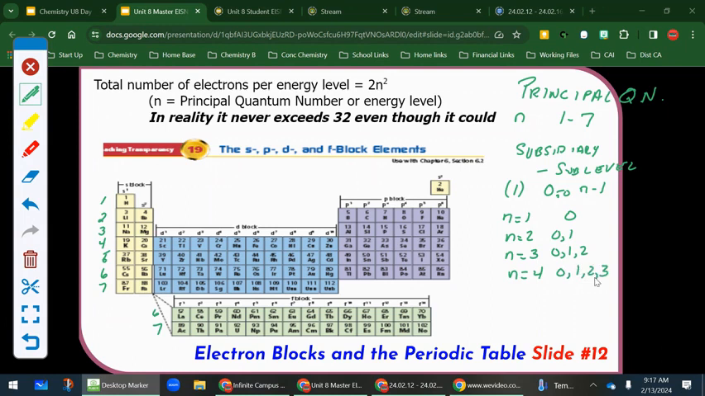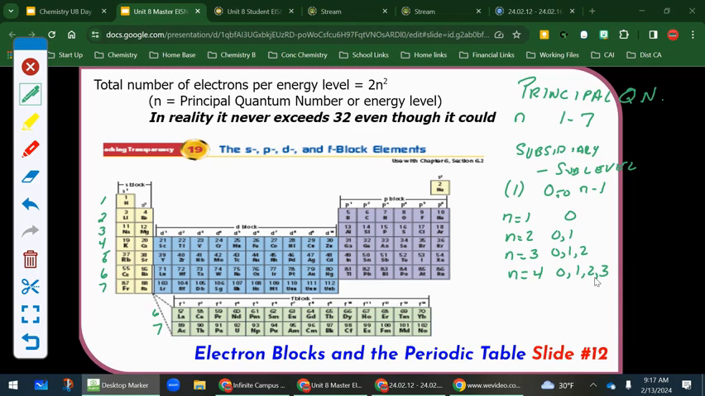So what this means is if we kept going, we would get to 5, 6, and 7 energy levels. We would have 0, 1, 2, 3, 4, 0, 1, 2, 3, 4, 5. Now, here's the fact. We never go more than this. No energy level has more than 4 sublevels right now.